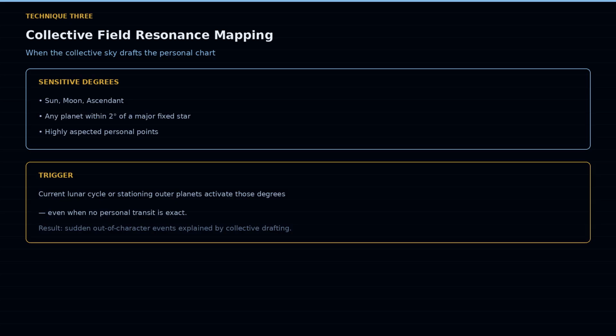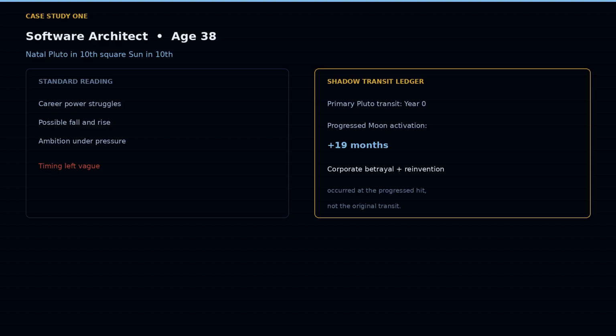Technique 3. Collective Field Resonance Mapping. Postmodern life is saturated with collective fields: social media storms, political convulsions, economic shocks. Standard astrology underestimates how strongly these fields can override personal timing. Collective field resonance mapping begins by identifying the client's most sensitive natal degrees, usually the sun, moon, ascendant, and any planet within 2 degrees of a fixed star.